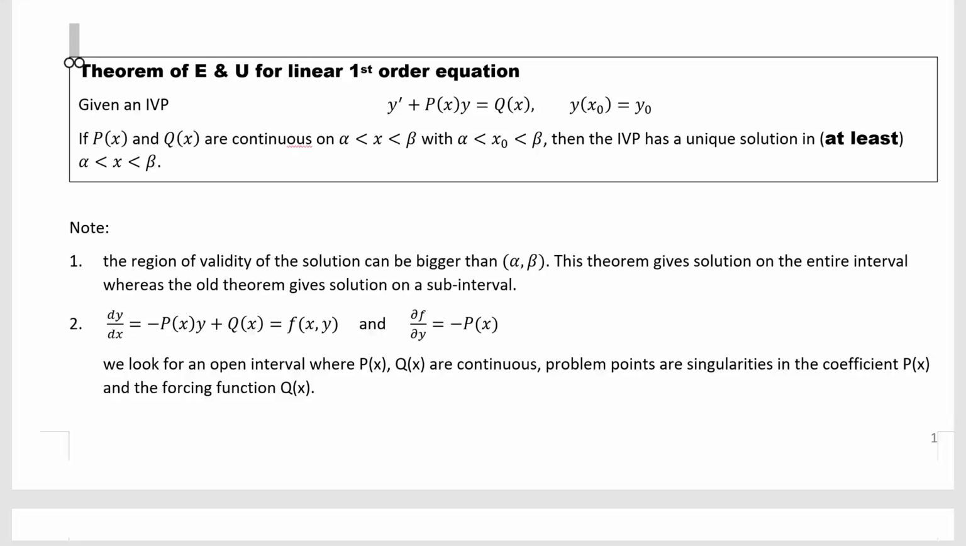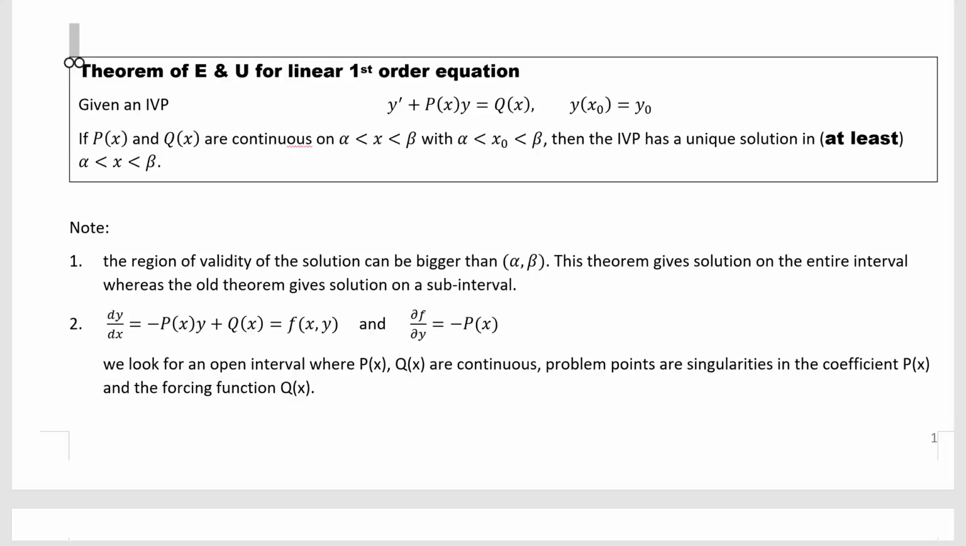If you remember the old theorem, we consider dy dx. Here, when we solve for dy dx, it's minus p of x times y plus q of x, and we call this f of x. We also look at partial f, partial y. When we take the derivative, the derivative of y is 1, so we only have the coefficient, which is minus p of x. So if p and q are continuous, f and partial f, partial y are also continuous. Actually, these theorems agree with our general theorem for all first order differential equations.